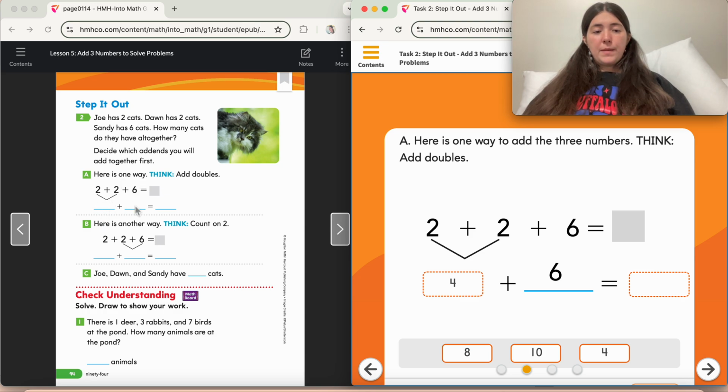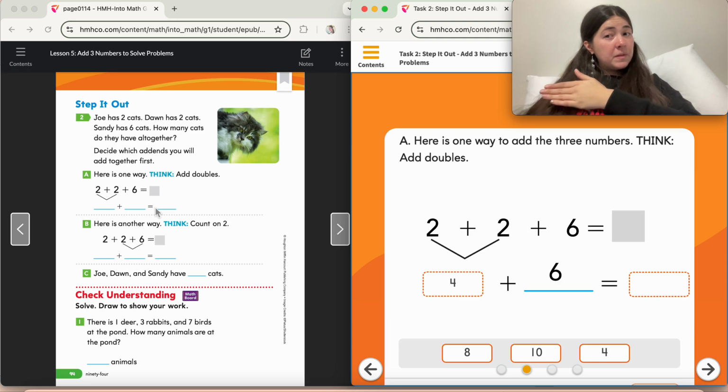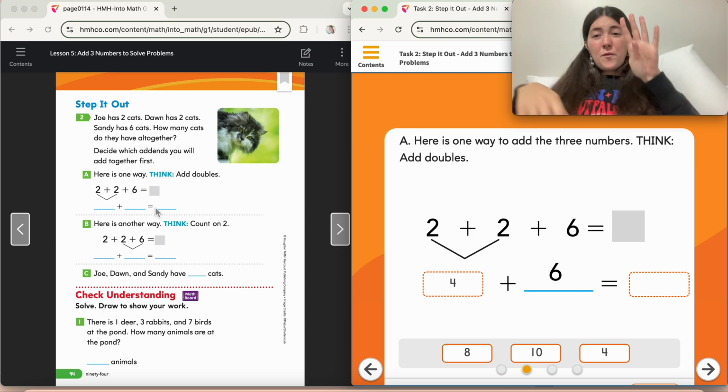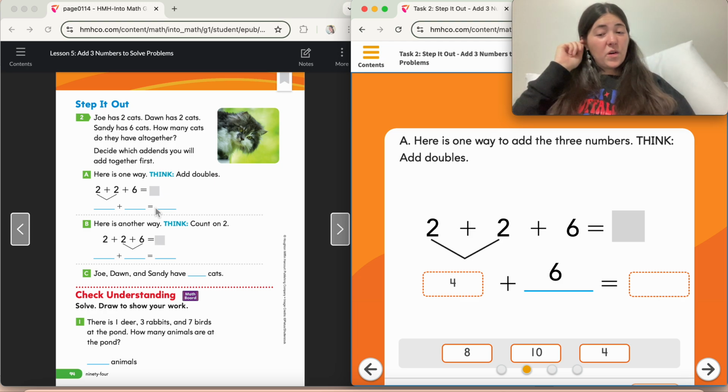And then I'm going to pull my 6 down. So my 6 is going to go right here. So I have 4 plus 6. One more time, it's 4 plus 6 equals, and then that is one of our friends of 10. 4 plus 6 equals what? Go ahead and tell me.